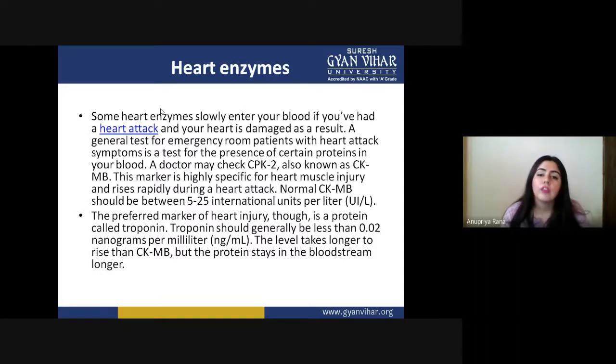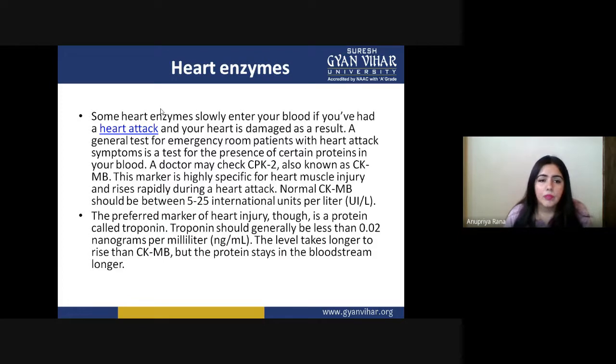A doctor may check CPK2, also known as CKMB, and this marker is highly specific for heart muscle injury and rises rapidly during a heart attack. So, they look at whether CPK2 has increased or whether there is any other problem. Normal CKMB should be between 5 to 25 international units per liter. That should be very low, but if it is increased, it can indicate a heart attack situation.